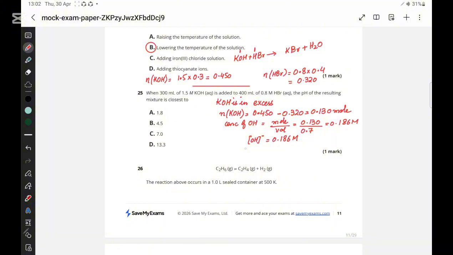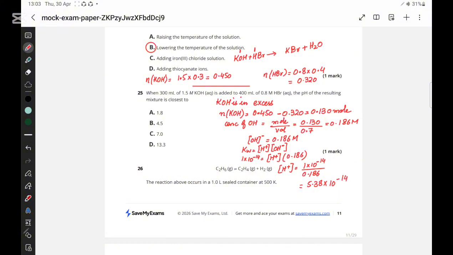Now we have a formula, Kw is equal to hydrogen ion times OH ions. So Kw is 1 times 10 to the power minus 14. Hydrogen ion we need to find out. Hydroxide ion is 0.186, and hydrogen ion comes out to be how much? That is 1 times 10 to the power minus 14 divided by 0.186, and that comes out to be 5.38 times 10 to the power minus 14.